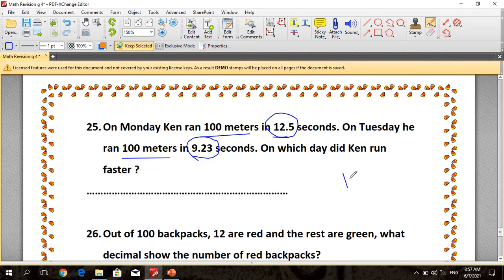Let's compare. Here we have 12.5. The other day was 9.23. To compare, let's compare the numbers before the decimal point. Here we have 12, here we have 9. Which is smaller, 9 or 12? 9, right? So 9 is the faster. He ran faster on which day? On Tuesday. So he ran faster on Tuesday.